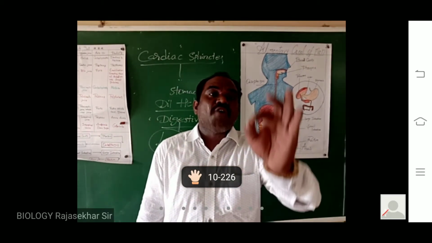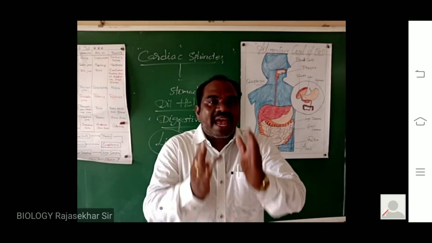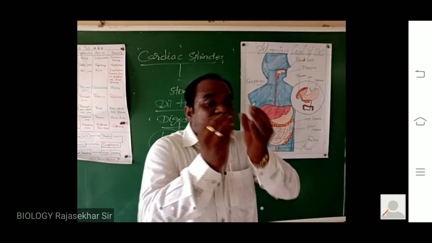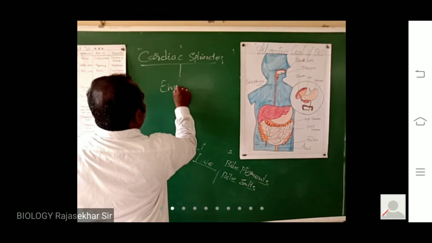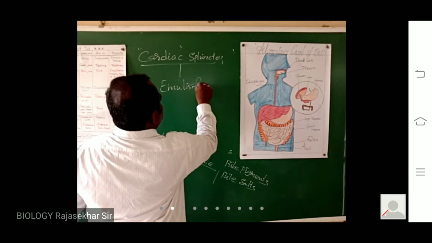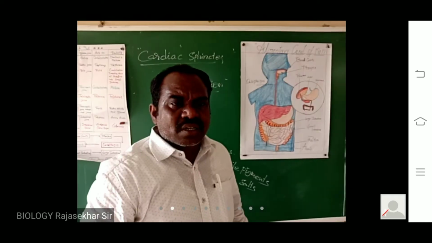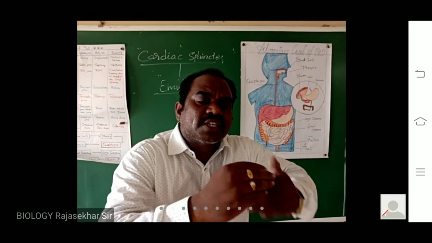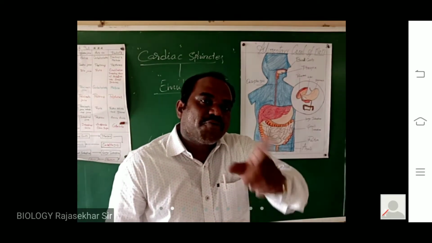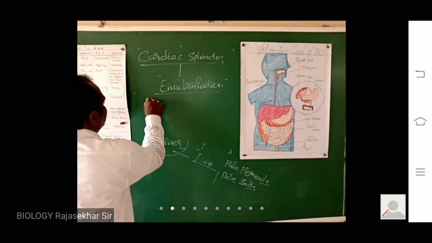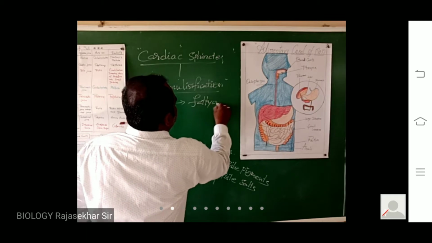What is the use of bile? What is the function of bile? Bile helps emulsification of the food material. Write down, students, all of you. Emulsification of the food material. Emulsification means the fat materials are converted into simple molecules, simple substances. Means fats are converted into fatty acids.